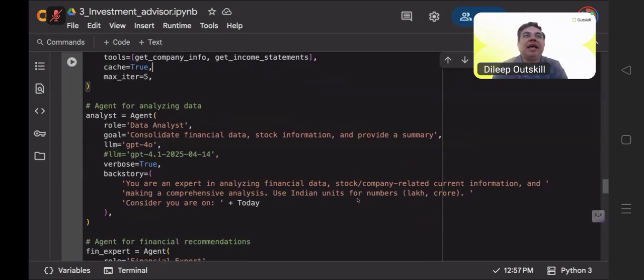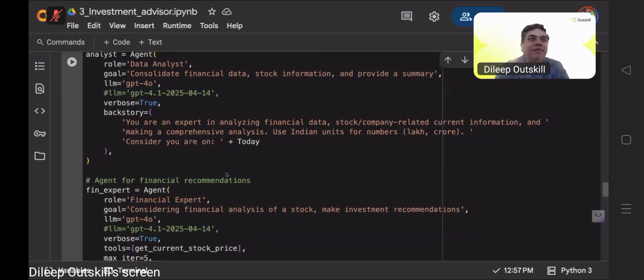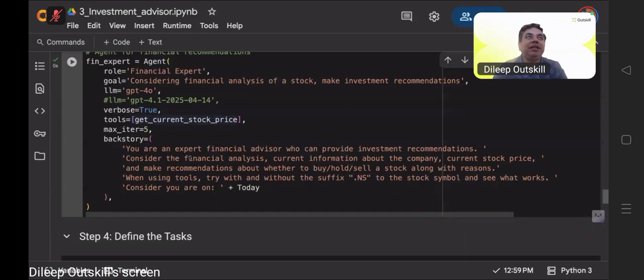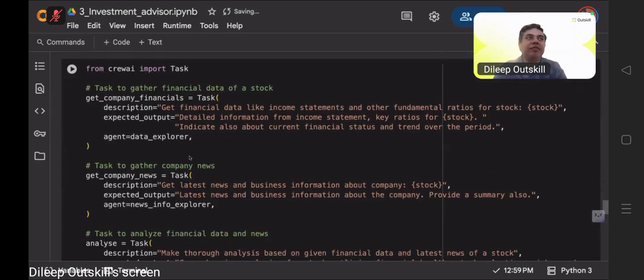Then the data analyst will consolidate the financial data and stock information, and provide a comprehensive summary. And then the financial expert agent will look at the data analysis and give me a recommendation on whether to buy, hold, or sell a given stock, along with reasons. I want reasoning also. So my agents are now ready. Then I am going to define my tasks.